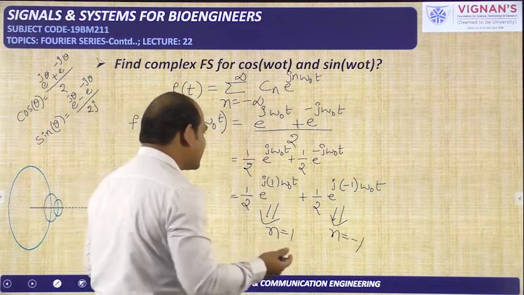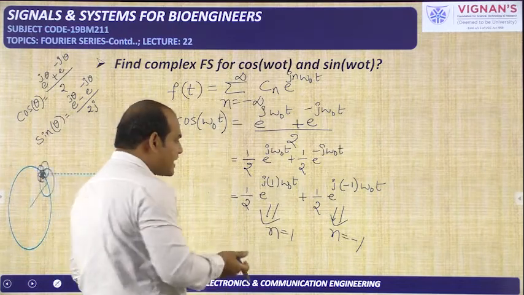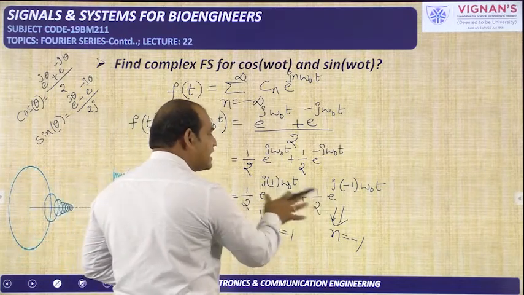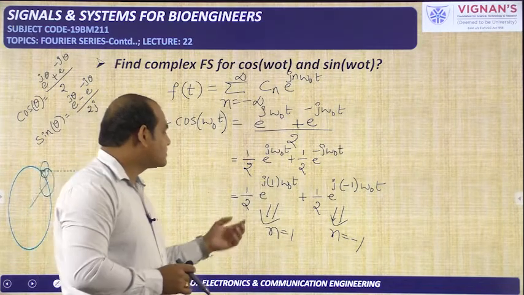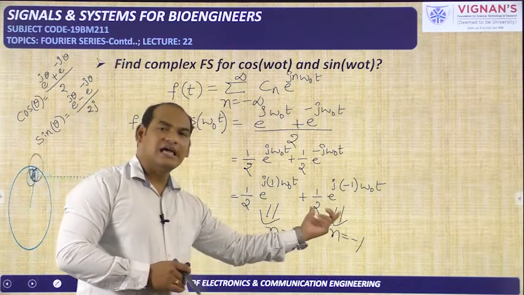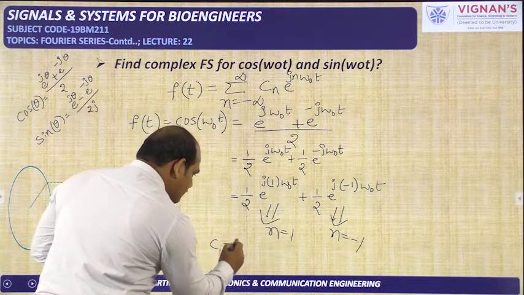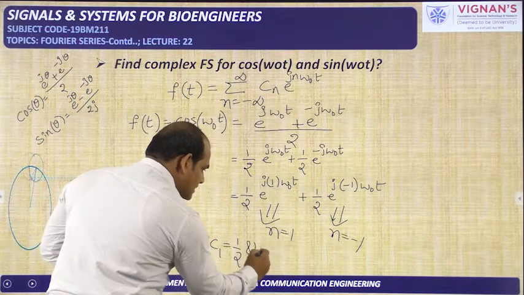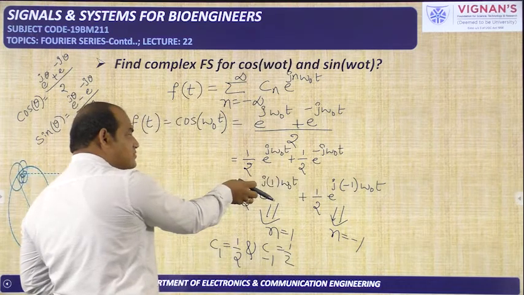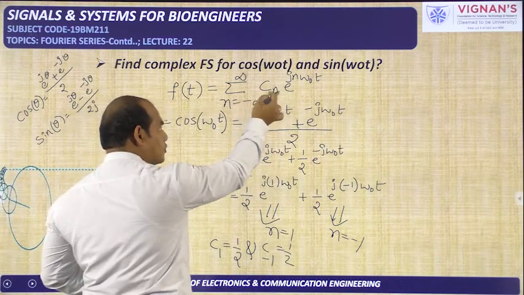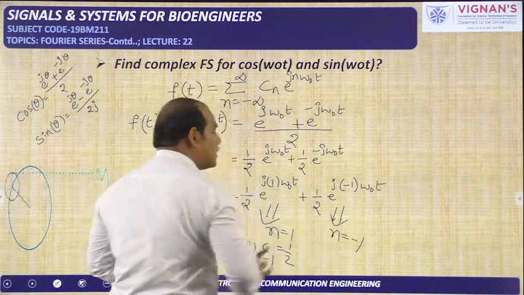So finally we can tell this is the exponential Fourier series for cos omega naught t because it is written in terms of the exponentials only. And we have identified that this is for n is equal to 1 and this is for n is equal to minus 1, and you can write C1 is equal to 1 by 2 and C minus 1 is also equal to 1 by 2, because in front of the exponential there is a coefficient. So this Cn is nothing but 1 by 2.